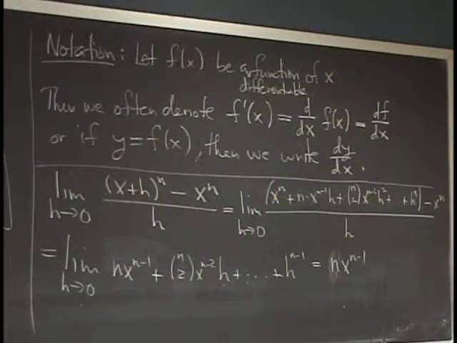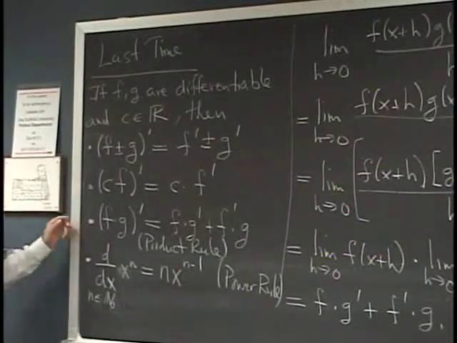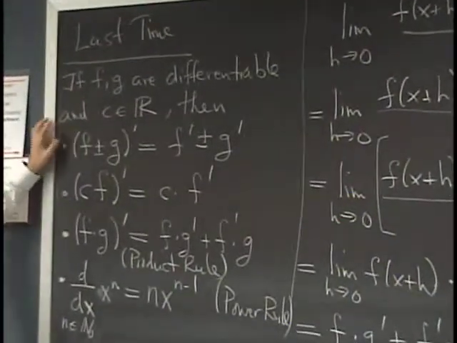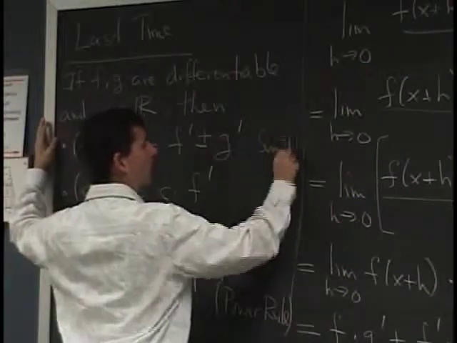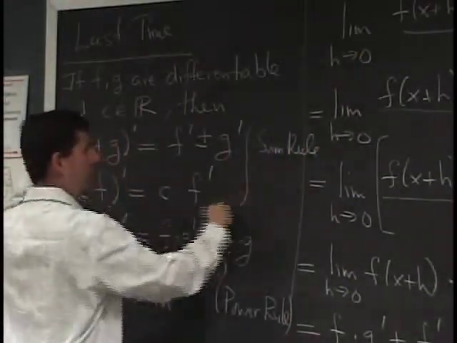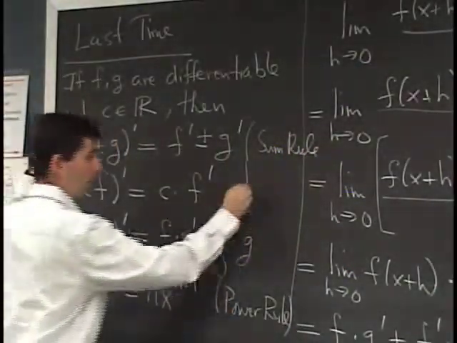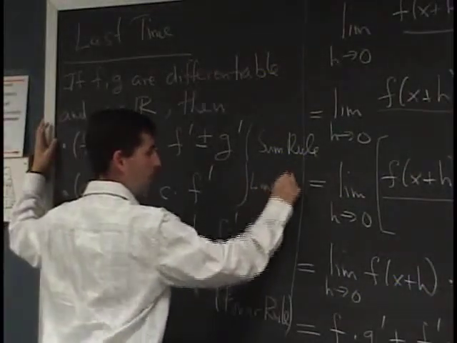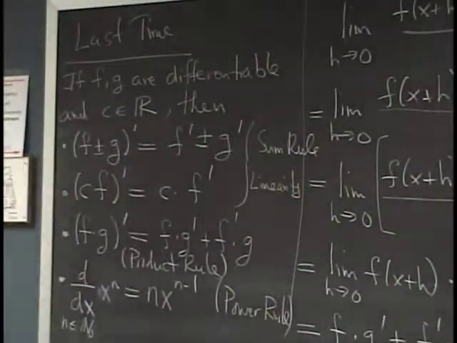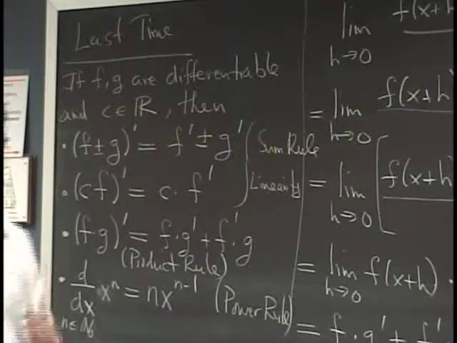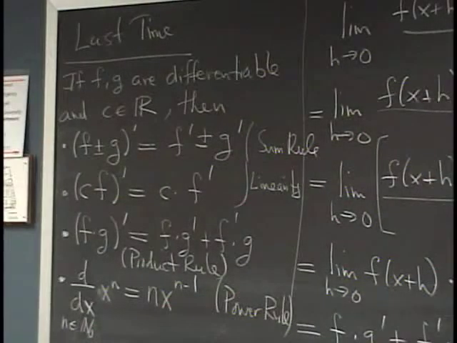And let's see, this one is known as the product rule. And, well, this top one is usually known as the sum rule. Okay, but I like to think of both these two rules together as linearity. Unless you take linear algebra, you won't even care about this. But if you do take linear algebra, you'll thank me for calling it that.